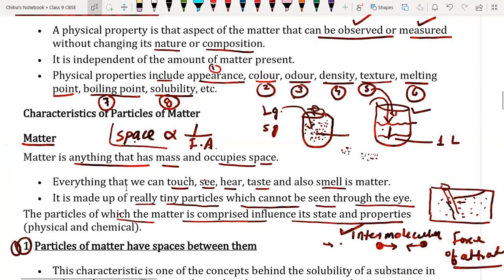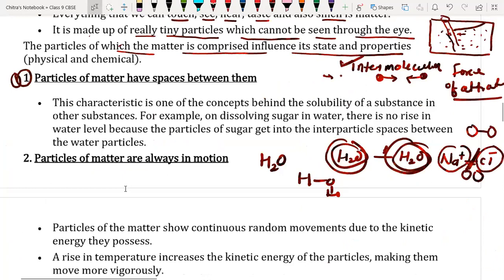Okay, so the first point we are discussing here: particles of matter have space between them. This is a characteristic property of matter, and one of the concepts behind the solubility of a substance in another substance. See what happens generally when we mix one substance with another: one matter dissolves in the other.